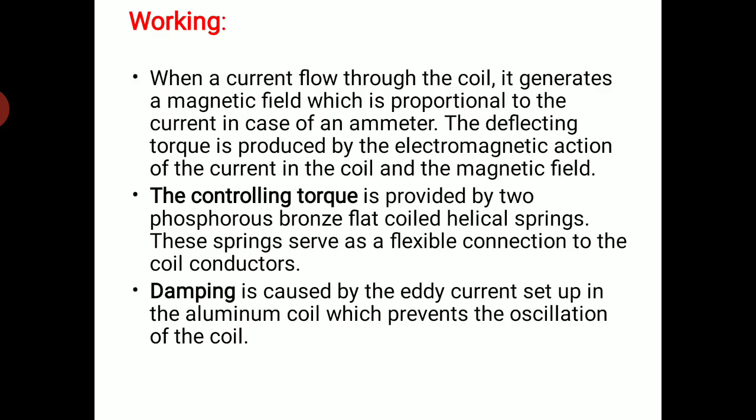When a current flows through the coil, it generates a magnetic field which is proportional to the current, in the case of an ammeter. The deflecting torque is produced by electromagnetic action of the coil. The controlling torque is provided by a phosphor bronze flat helical spring. The spring gives a flexible connection to the coil, and the damping torque is produced by eddy currents set up by the aluminum frame, which prevents oscillation.